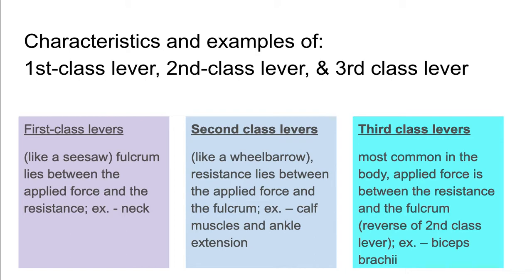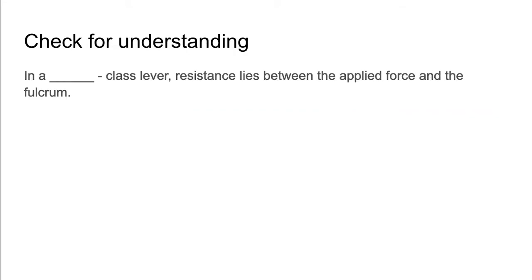In a sense here, you have your resistance and your fulcrum, the movable area, and your force is in the middle. Again, your biceps brachii is a third class lever, your calf muscles and your ankle form a second class lever, and your neck forms a first class lever. I know there's a lot there, so let's do a check for understanding on that.